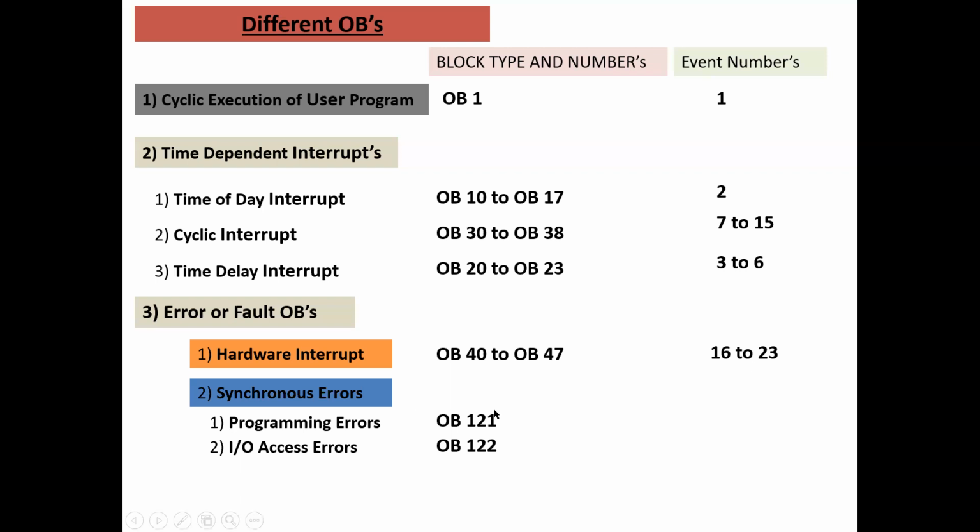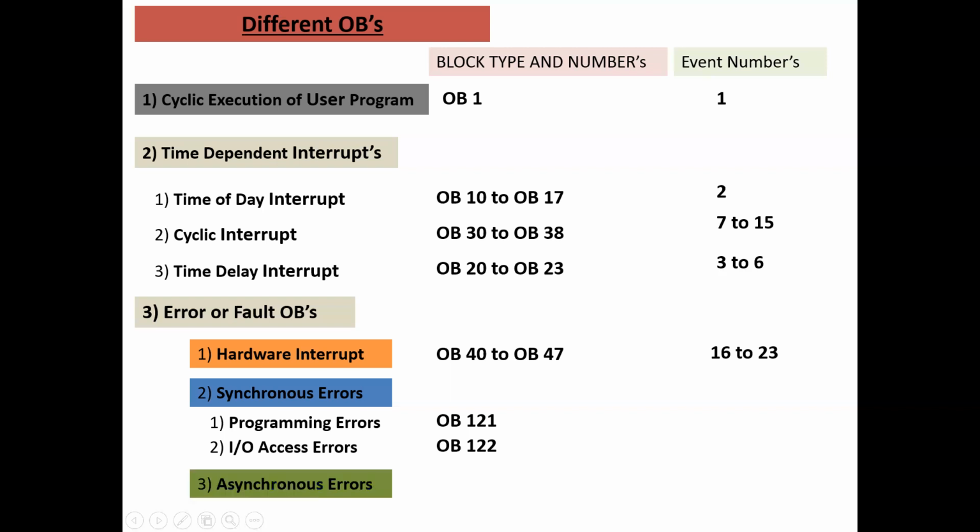In such a case, we have to download OB number 121 directly, you can download it even without any logic. Similarly for I/O access error, if you are giving wrong addressing, wrong addressing means like if there is a byte number 64 for an analog address, but you are giving some other address like 80 or something, which is not available on the module. So what happens? It cannot read any data from that address because it does not find that address. So your CPU goes to stop mode. It should not go to stop mode if such an error occurs. You have to download OB number 122 for that.